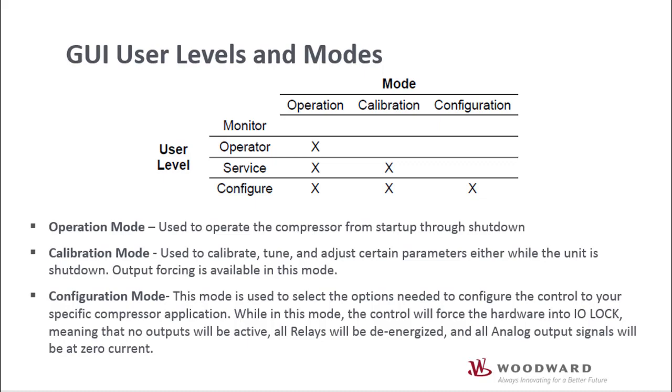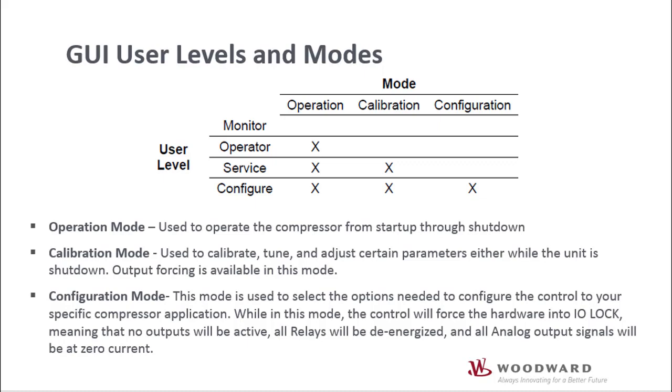The calibration mode is used to calibrate your analog inputs and your outputs. So it allows for forcing, and the relay outputs can also be forced in this mode. And this will be done to verify the signals going to and from other devices in the system.